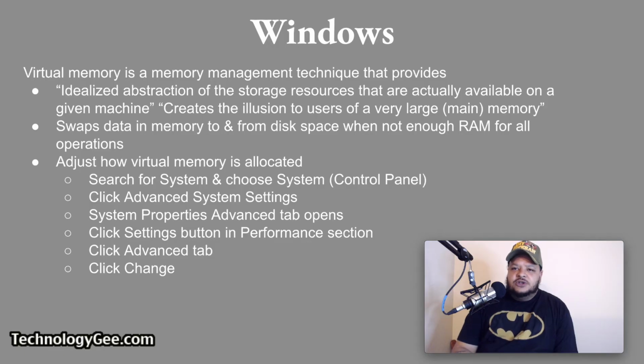To adjust how virtual memory is allocated in Windows, search for System and choose System in the Control Panel. Click Advanced System Settings, then the System Properties Advanced tab will open. Click the Settings button in the Performance section, then click the Advanced tab, and then click Change.